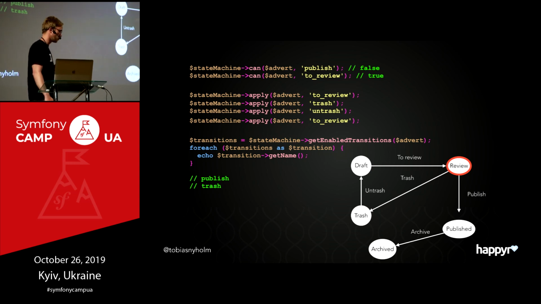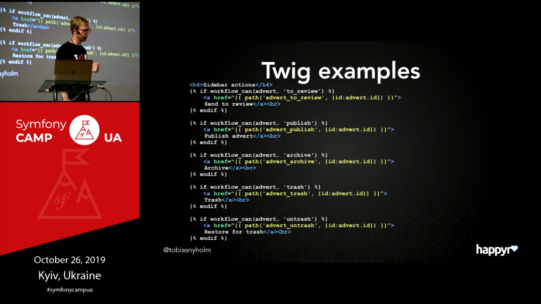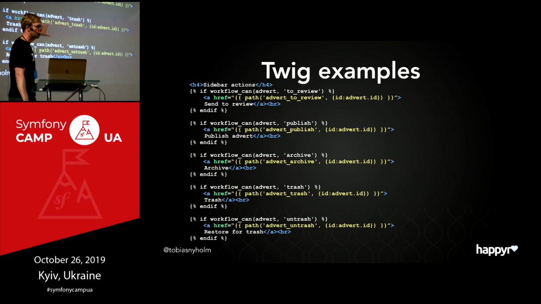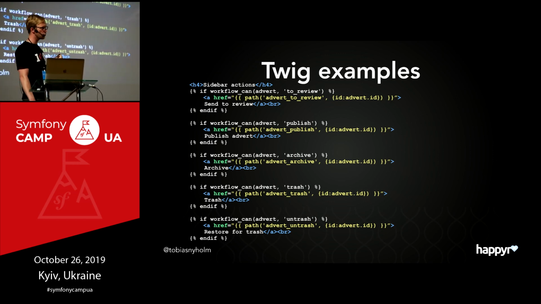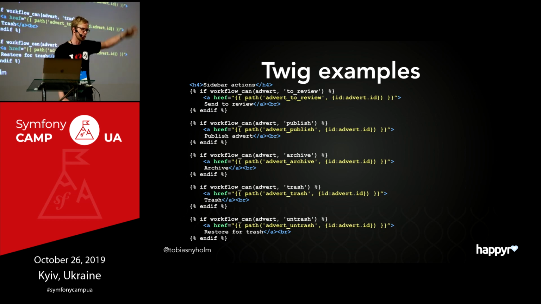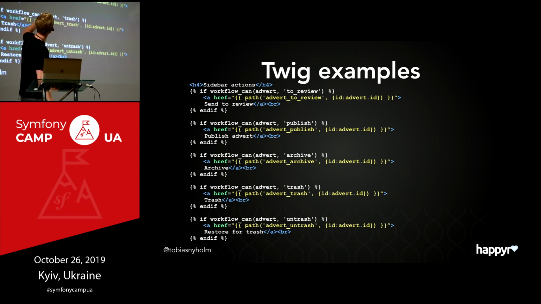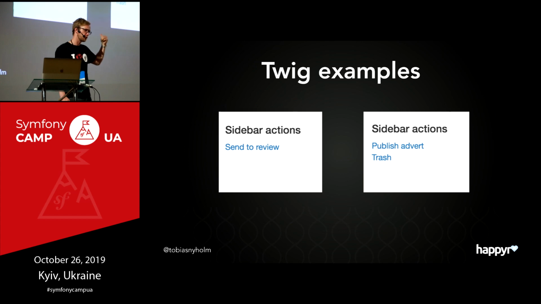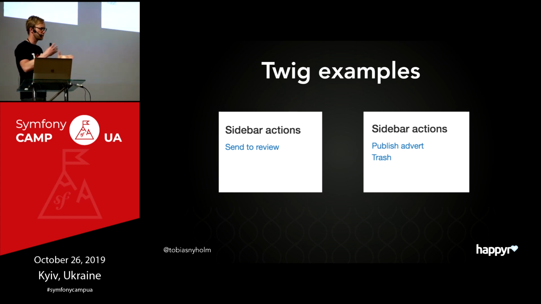And since this is a Symfony component, we obviously have Twig integrations. This is the same thing I showed you, but in Twig. And this is kind of cool. In my application, we have a lot of job adverts, and where you edit the job adverts, it looks like WordPress. Basically, you have your big edit text here, and then you have your sidebar. And this is the Twig for that sidebar. So if you can send it to review, you show the send to review link. If you can publish it, you show the publish link, etc. Which means the same sidebar could have 2 different appearances depending on the state of the object.